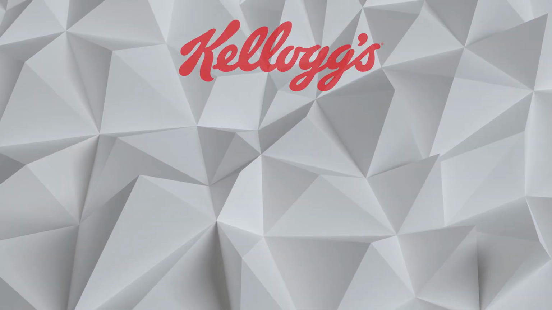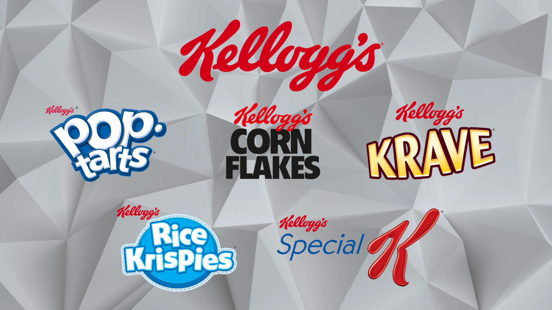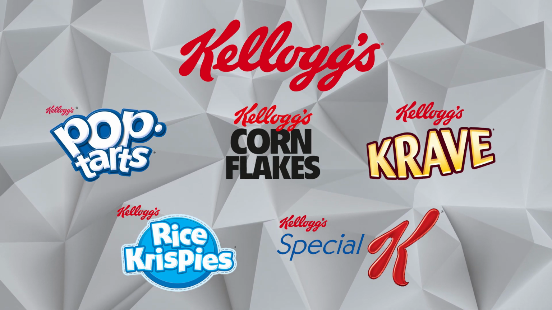What this does is gives the sub-brand the ability to become a household name in itself, but with the primary brand logo also appearing, it gains the visibility and the reputation of that primary brand. A great example of an endorsed brand would be Kellogg's. Here we can see a selection of their sub-brands like Pop-Tarts, Corn Flakes, Crave, Rice Krispies and Special K.